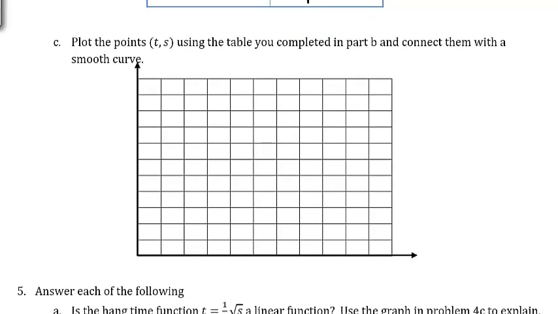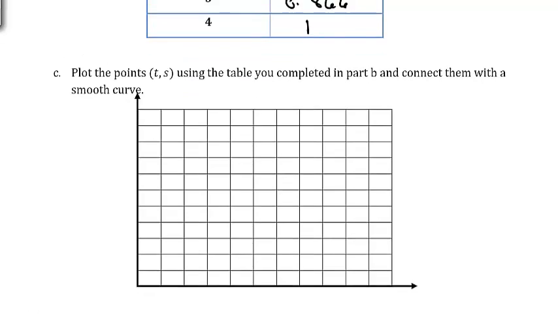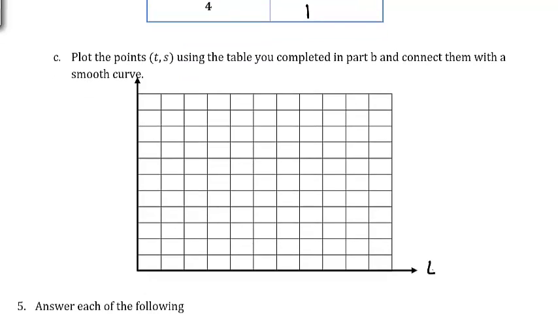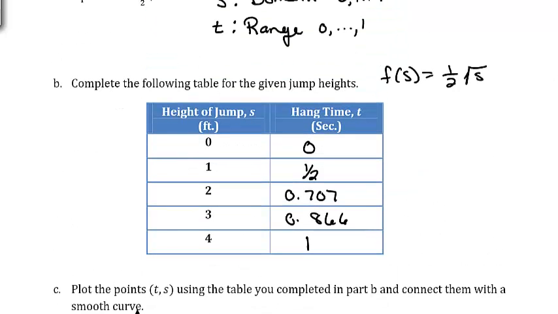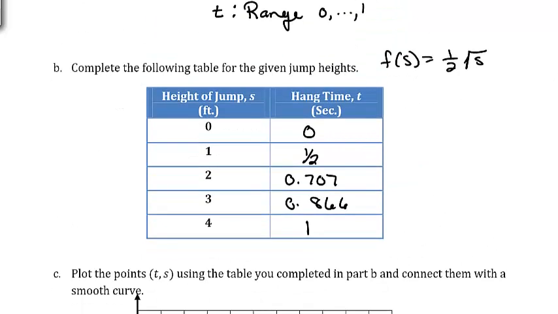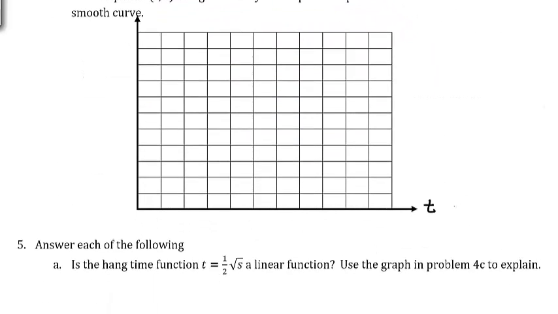Now we want to plot the points. So t is going to be our x variable. So this is t, and remember this was our hang time. No, this was not our hang time. This was the height of our jump. No, sorry, this was our hang time in seconds.